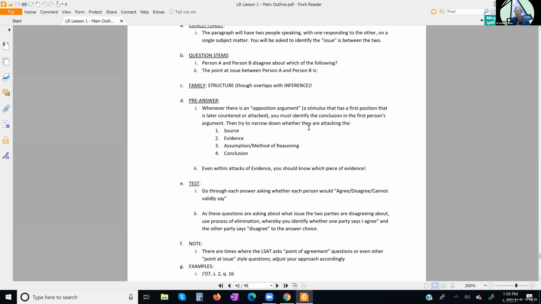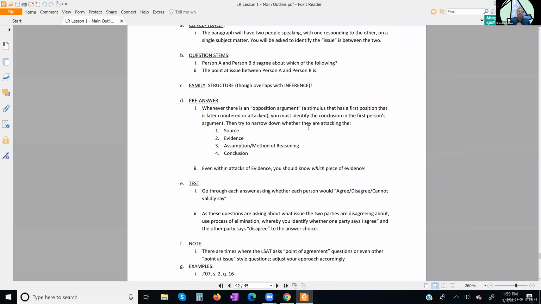Sometimes you don't have one or more of those parts. Sometimes people just say a statement, but you need to be able to recognize when an opposition has those 4 parts. And more specifically, whenever the author or a second person comes in and disagrees with the first person, we have to make sure we understand which part of the argument that second person's disagreeing with. Are they disagreeing with the source, with the evidence, with the assumption, with the conclusion? There's a major difference between attacking source versus attacking evidence versus attacking assumption versus attacking conclusion.